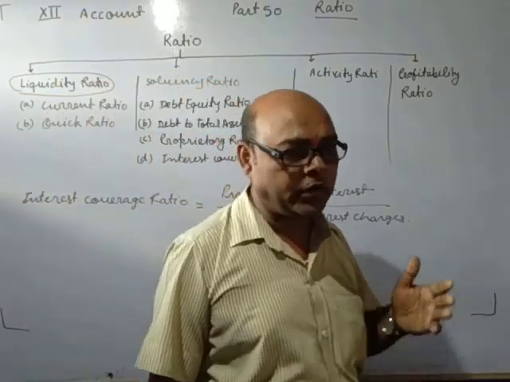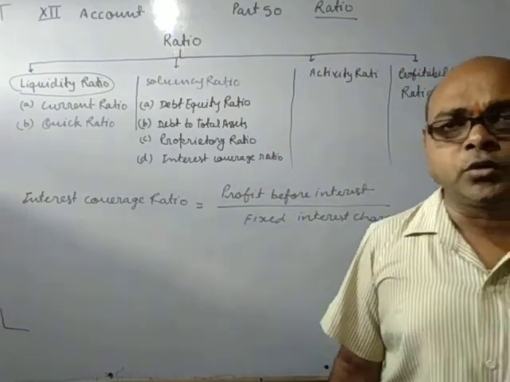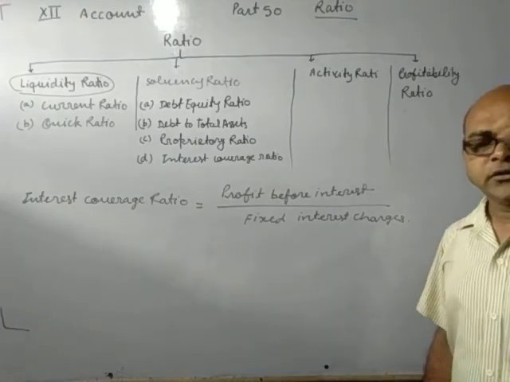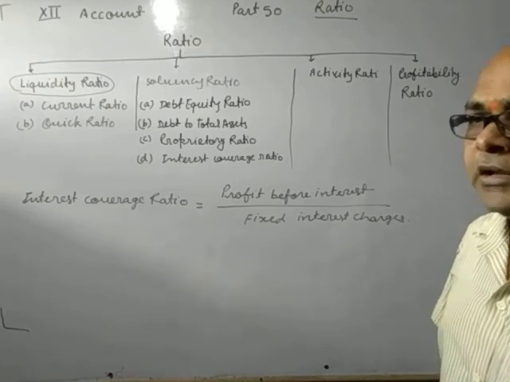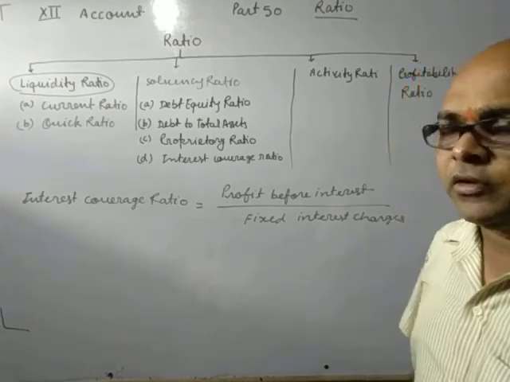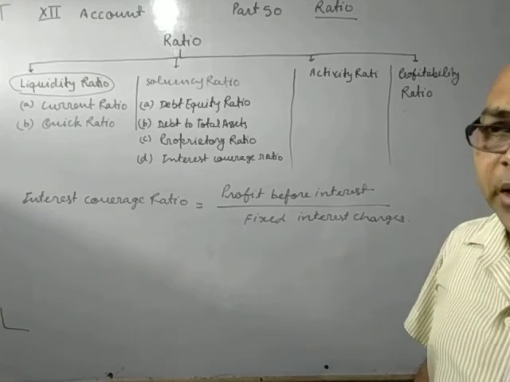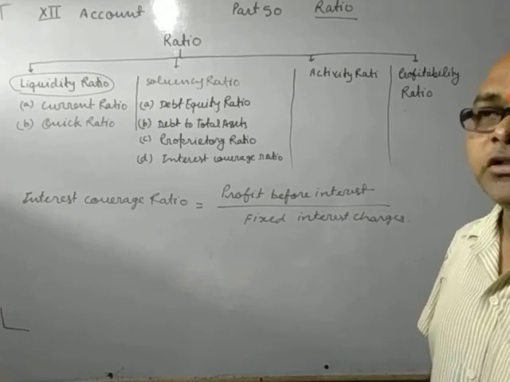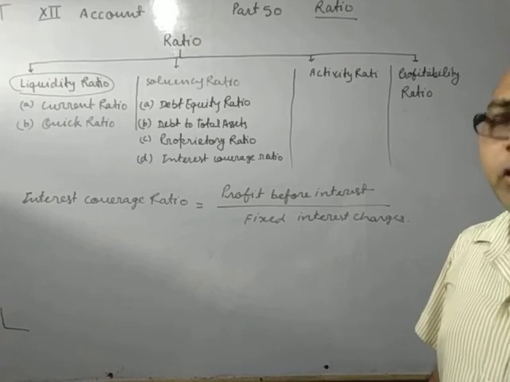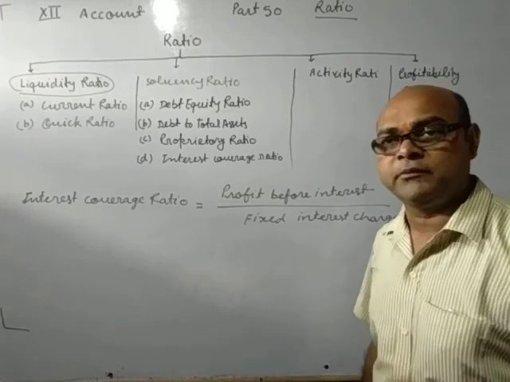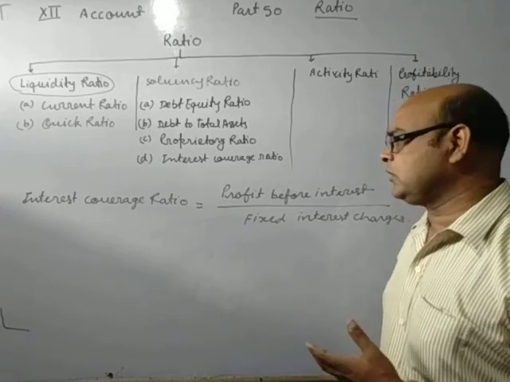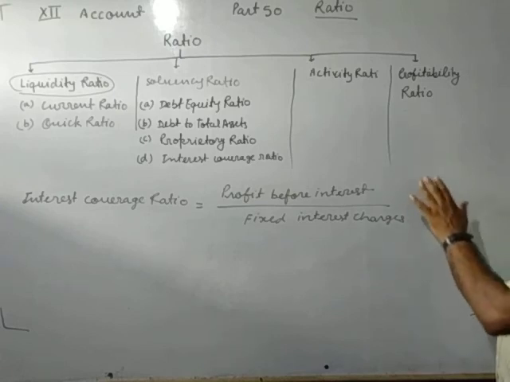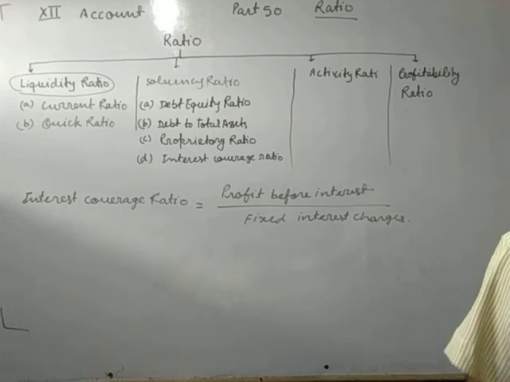Whatever the profit before interest is, if it is more than 2 times, in that case they consider it fine. If their profit is, suppose, 100 and they have to pay interest of 20 rupees, they can pay easily. But if the profit is 100 and they pay interest of 50 rupees, then it will be difficult, because they have to survive in the market also. So if all the profit is paid as interest, how will they make growth? So in the interest coverage ratio, they compare the total interest with the profit before interest.